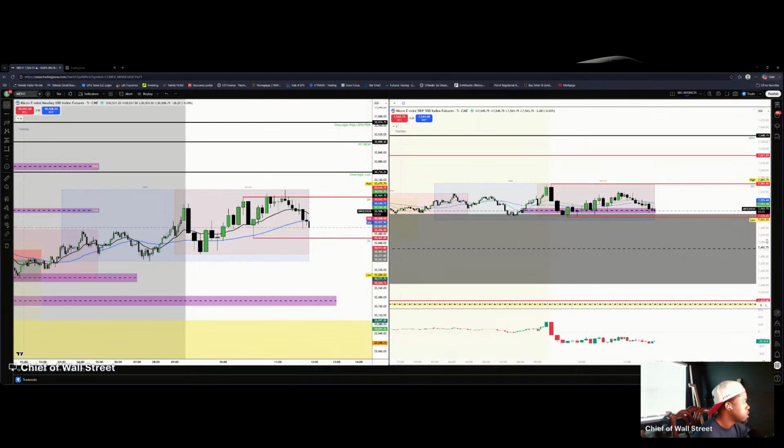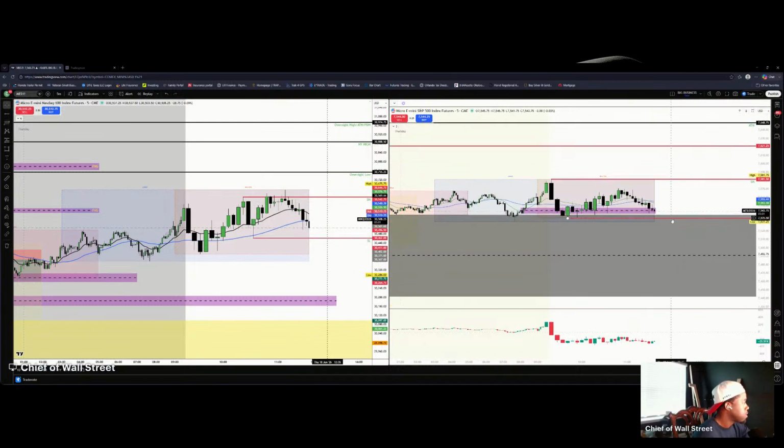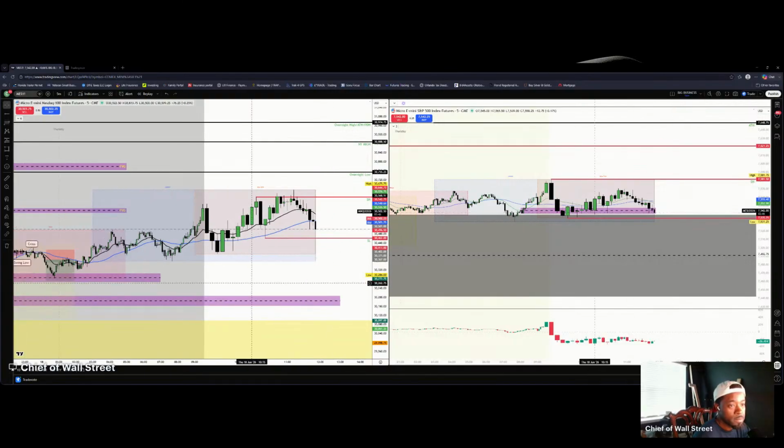And to get confirmation, us breaking this line here will give us a change of character or a break of structure. Same thing for MNQ. For MNQ, I'm looking for us to break this swing low, push below the swing low, come back to retest it, and then continue down. Now, the retest may be a little bit higher than the swing low, right? So the retest may be up here somewhere, or it may be right there at the bottom of the swing low to continue pushing back down.